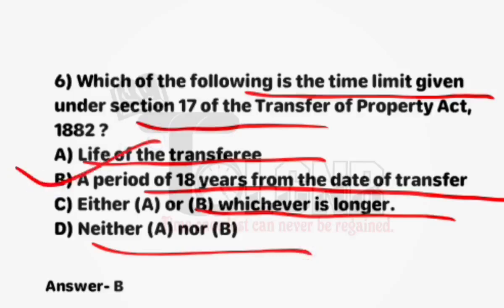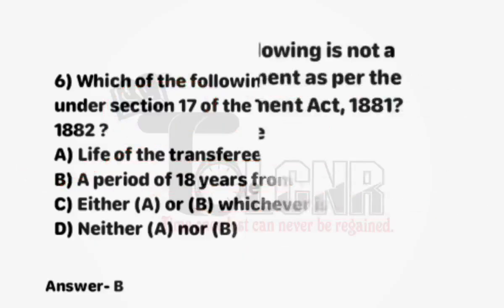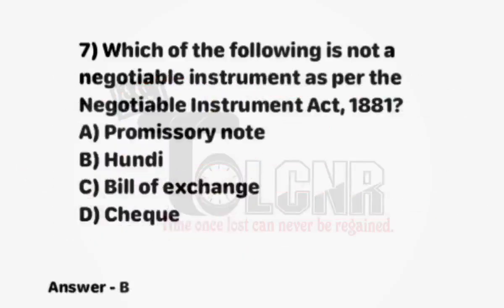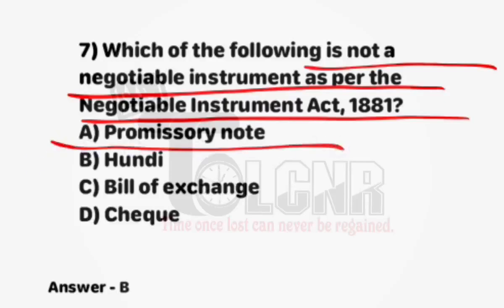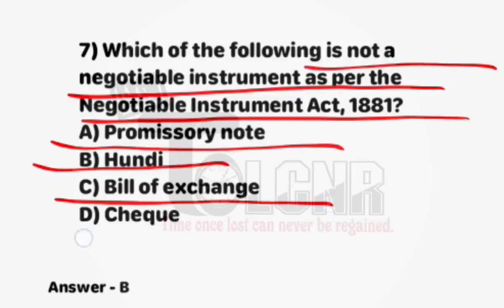Option B is correct. A period of 18 years from the date of transfer is the time limit given under section 17 of the Transfer of Property Act 1882. Right. Next question is which of the following is not a negotiable instrument as per the Negotiable Instruments Act 1881? First option is promissory note, second option is hundi, third option is bill of exchange, fourth option is check.